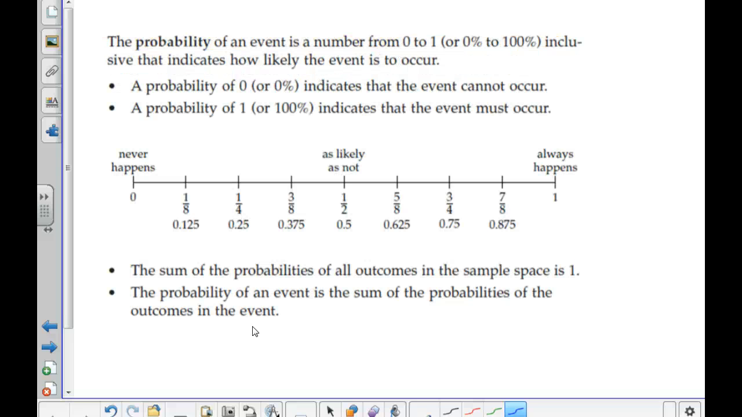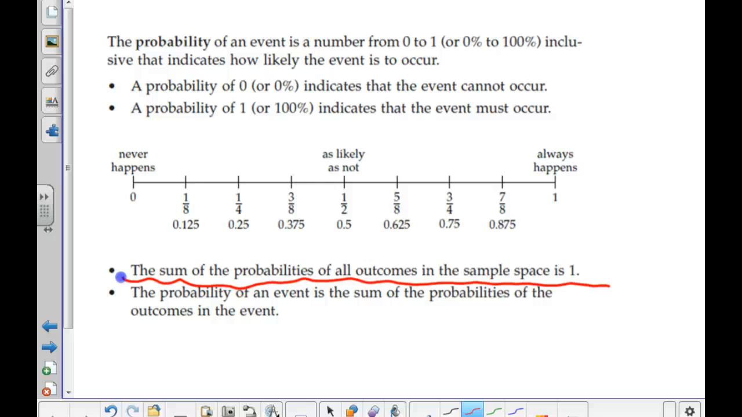Probability can be anywhere between 0 and 1. And this is the line you need to know. The sum of the probabilities of all of the outcomes in the sample space is 1. So in other words, if you're rolling a die, the probability of getting a 1 plus the probability of getting a 2 plus the probability of getting a 3 plus the probability of getting a 4 plus the probability of getting a 5 plus the probability of getting a 6 has to total 1. Does that make sense? Because those are the 6 ways it could happen.